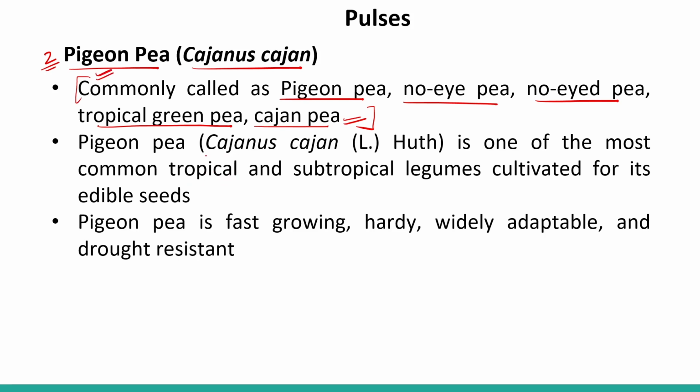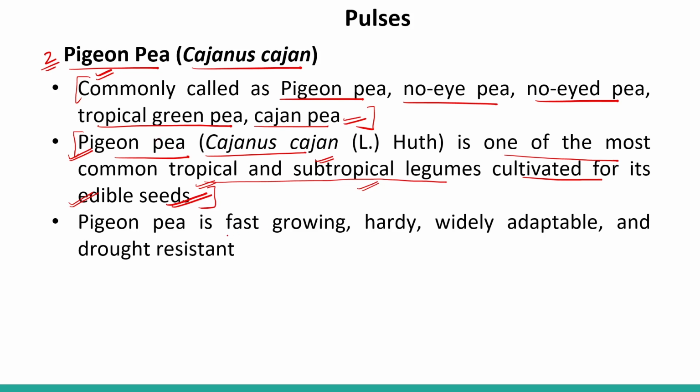Pigeon pea, that is Cajanus cajan, is one of the most common tropical and subtropical legumes cultivated for its edible seeds. This is one of the highly protein-rich pulses that is grown in tropical and subtropical regions of the country, and it has highly edible seeds. So this is one of the very famous pulses grown in India, right?